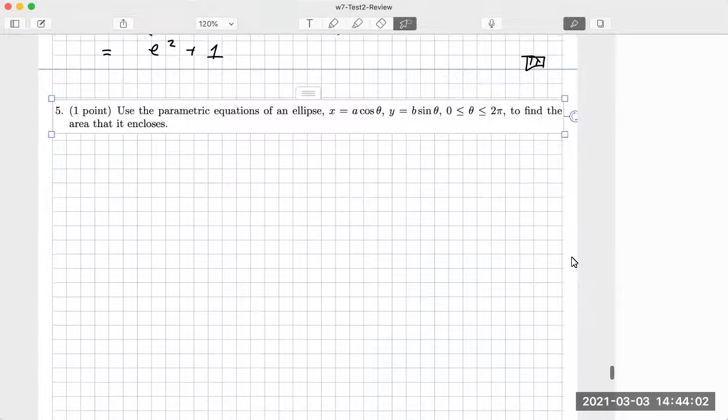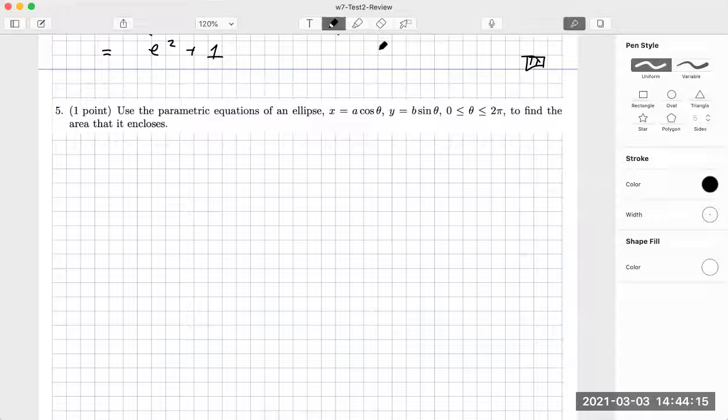Now we're going to do question 5 here. Use the parametric equations of the ellipse here. x is given like this, y, and theta from 0 to 2 pi. Find the area enclosed in this. Let us take a look at the table here.